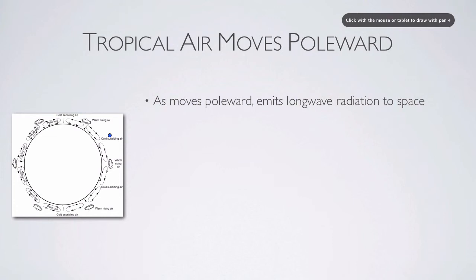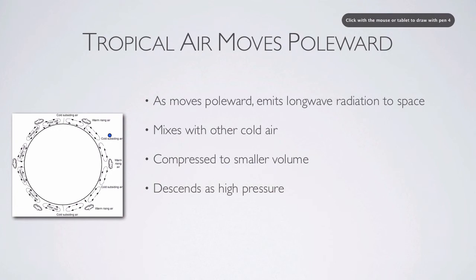As that air moves poleward, it emits long-wave radiation to space. It's going to release heat, it's going to release radiation. And then it mixes with other colder air and becomes compressed into a smaller volume. And as a consequence, it starts to descend, and when it descends it's a high pressure. So all the heating that happens here generates an area of low pressure. That air cycles into more equatorial areas, releases a lot of energy as it goes, becomes compressed, and then sinks. And then eventually it moves back to the equator.